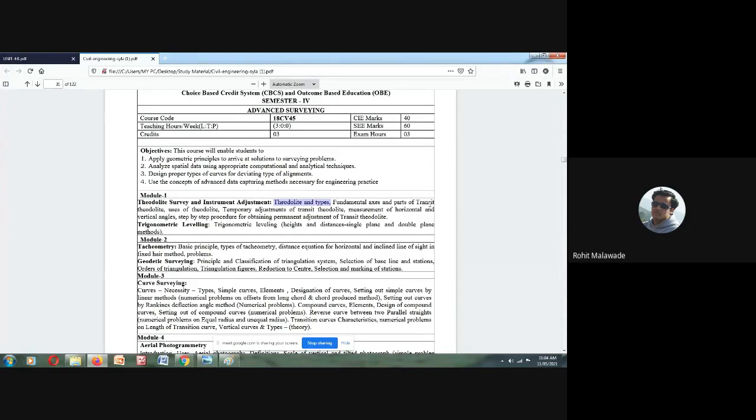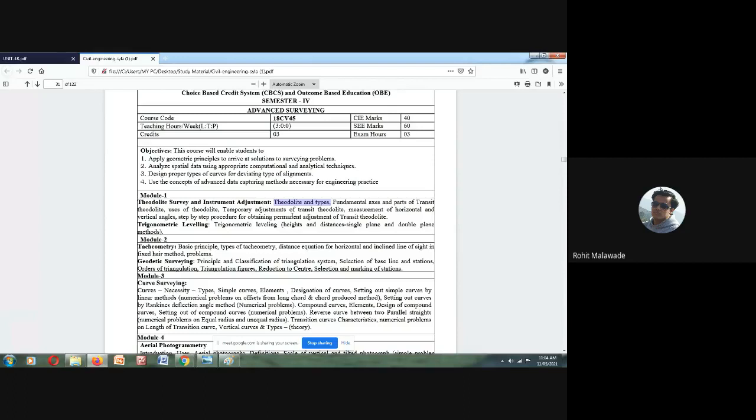On the horizontal axis, what is mounted? Telescope. Yes, very good, the telescope is mounted. On the vertical axis, what is mounted? Horizontal circle. Yes, the horizontal plate or horizontal circle. Good. Uses of theodolite we have seen.